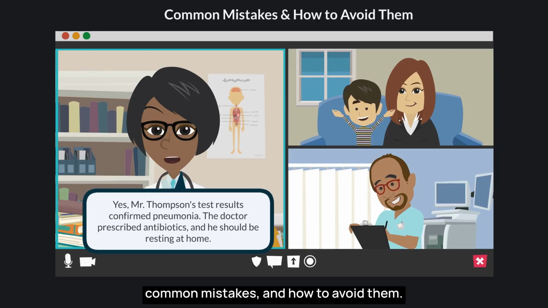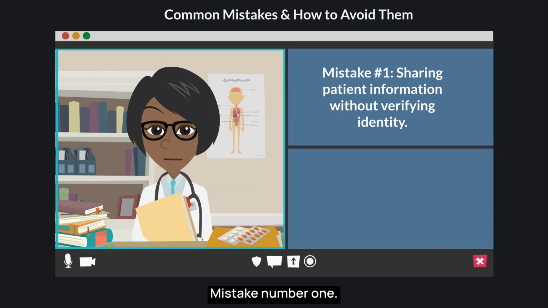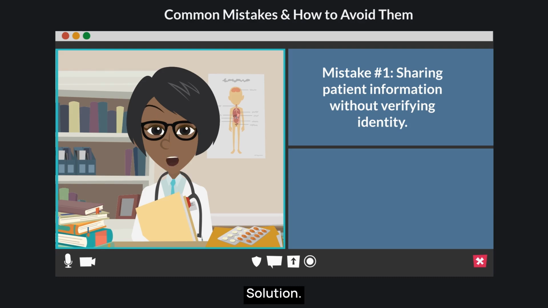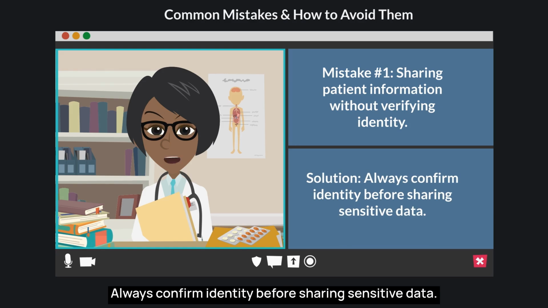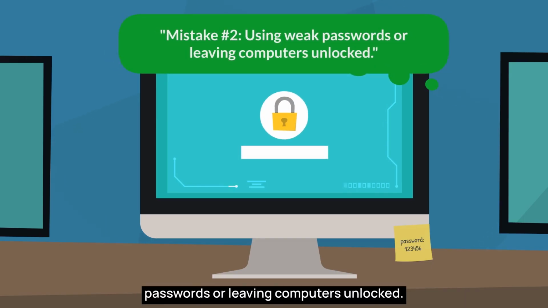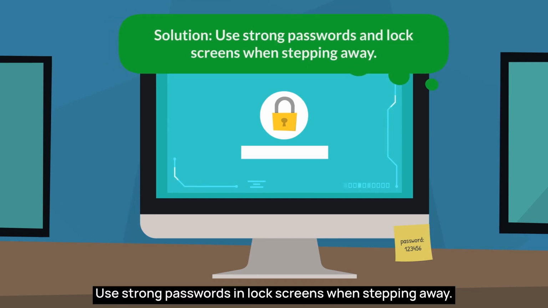Common mistakes and how to avoid them. Mistake number 1, sharing patient information without verifying identity. Solution: always confirm identity before sharing sensitive data. Mistake number 2, using weak passwords or leaving computers unlocked. Solution: use strong passwords and lock screens when stepping away.